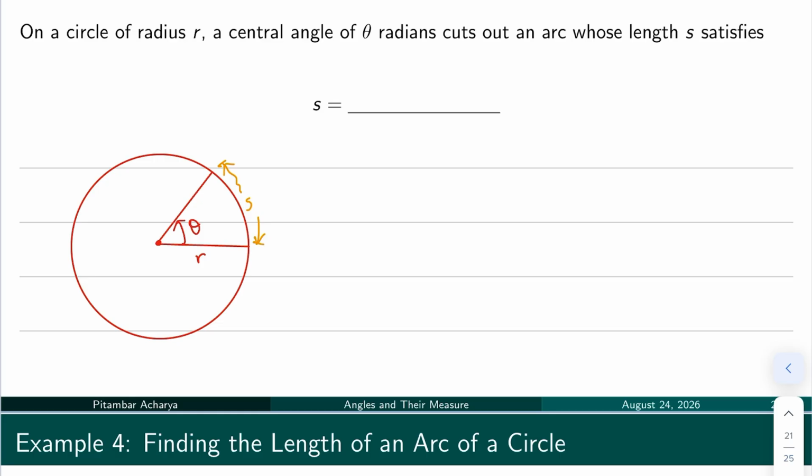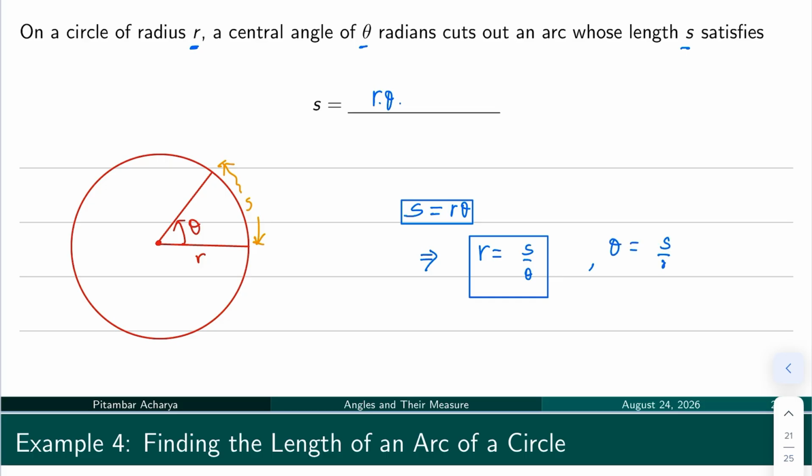Then the relation between r, theta, and s is given by s equals radius times the central angle theta. So remember, s is equal to r times theta. From here we can write r equals s over theta, or theta equals s over r.